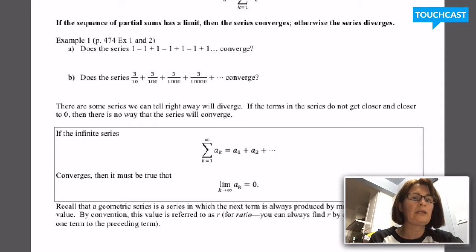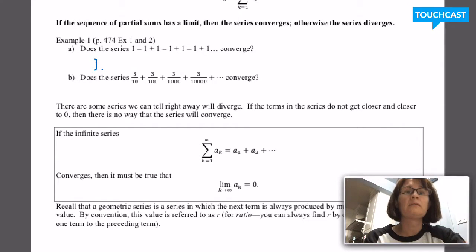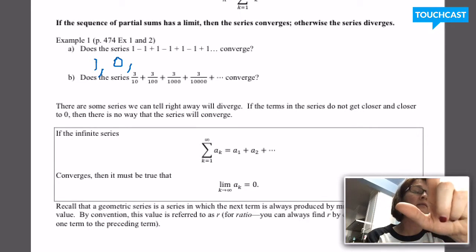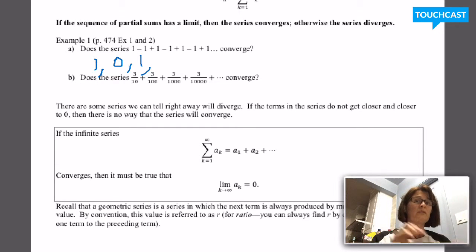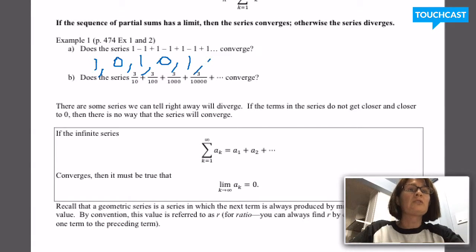When I do that, if I took just the first term of this series, I would get 1. If I added the first term and the second term, I'd have 1 minus 1 is 0. If I added the first three terms, I'd get 1 plus negative 1 plus 1, which is 1 again. The sum of the first four terms is 1 minus 1 plus 1 minus 1, which is 0 again. And you can see that this sequence of the partial sums is just going to alternate between 0 and 1.